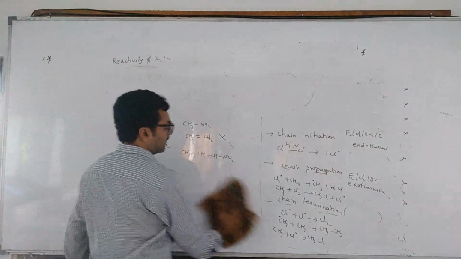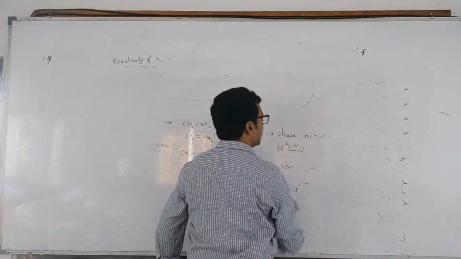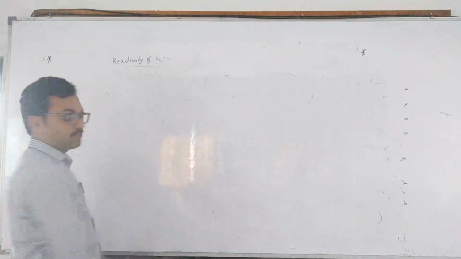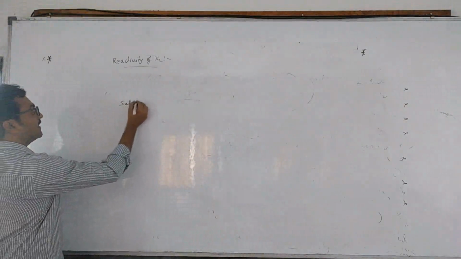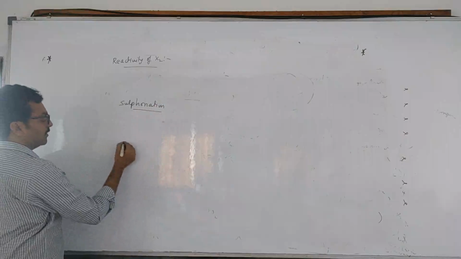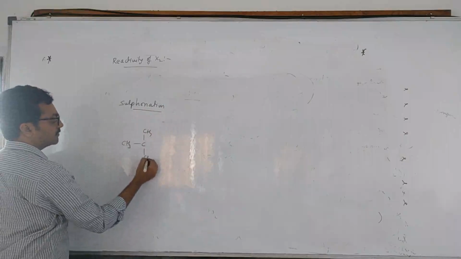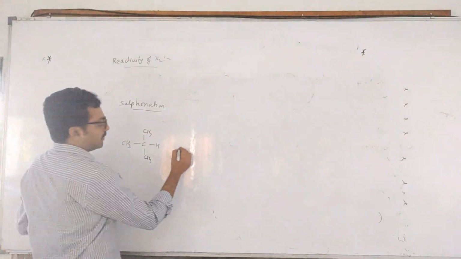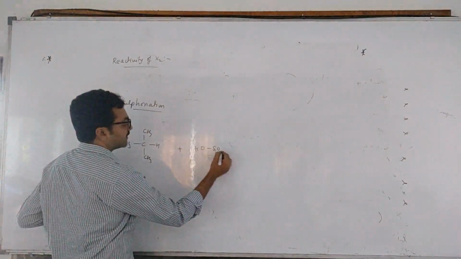Sulfonation is also a type of which reaction? Free radical substitution. Sulfonation also. But it takes place in higher alkenes, that's all. Sulfonation. Like CH3, CH, CH3, there is isobutane. And if you add sulfuric acid, you can write like this, children.